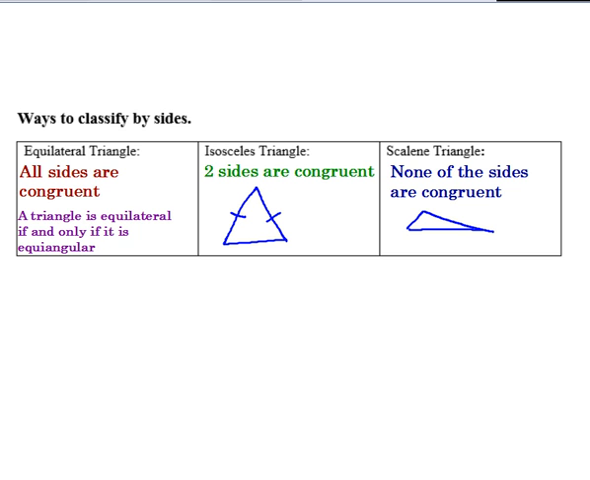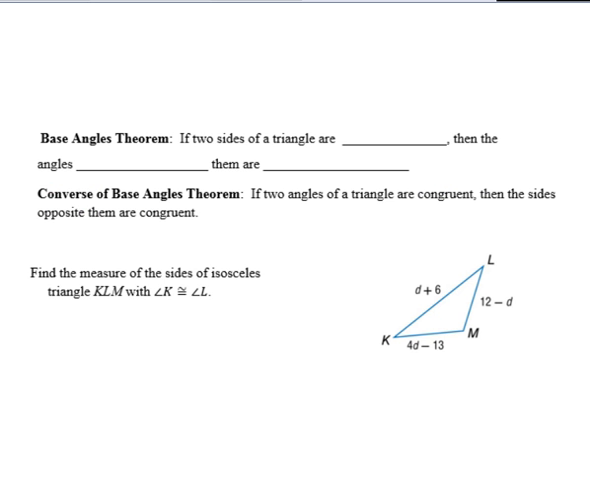So those are the ways of classifying triangles. Now we're going to take a look at some little parts of triangles, some theorems that we can pull from this. So we have what's called the base angle theorem. And it says if two sides of a triangle are congruent, in other words, if the triangle is isosceles, then the angles that are opposite them are going to be congruent.